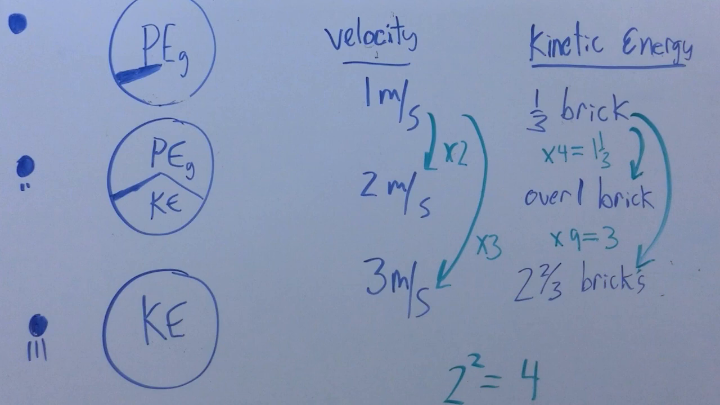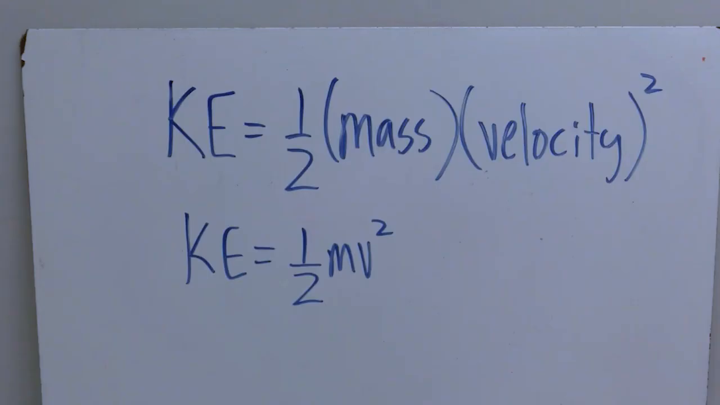Tripling the velocity would give you 9 times the kinetic energy. 9 times 1/3 would be about 3 bricks, and we're at 2 2/3. So it dissipated. I'm pretty comfortable that that's the pattern this is showing us. So we can now look at our formula for kinetic energy. We already know that the mass is involved, and if you double the mass, it probably does double the kinetic energy. We talked about that earlier. But now we know the velocity is squared. So our formula for kinetic energy is 1/2 times the mass times the velocity squared.